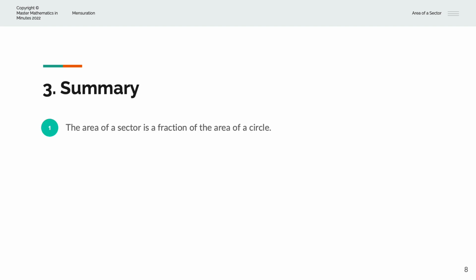To summarize, the area of a sector is a fraction of the area of a circle. The area of a sector is equal to pi r squared multiplied by theta over 360. So pi r squared is the area of the entire circle, and a sector is a fraction of that, and that explains why we multiply by theta over 360.